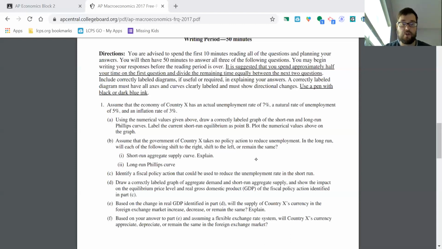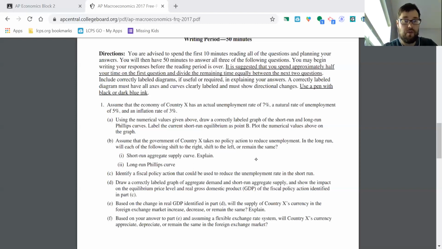And then in the question, they gave us the point that the economy is at now, right? And they gave us a figure of unemployment of 7%. So we know that's over here, right? So let's come down. Unemployment is at 7%. And then they also gave us the inflation rate, which was 3%.